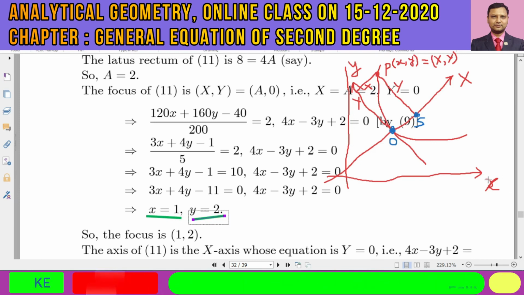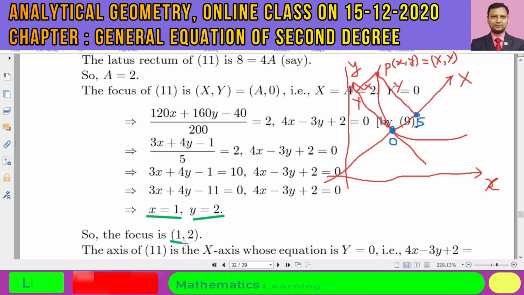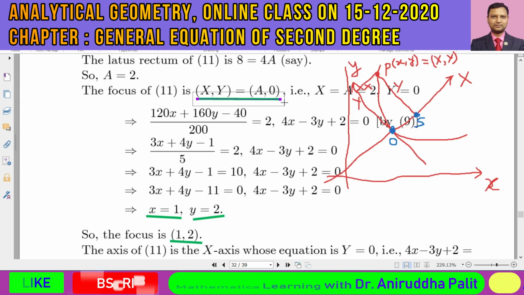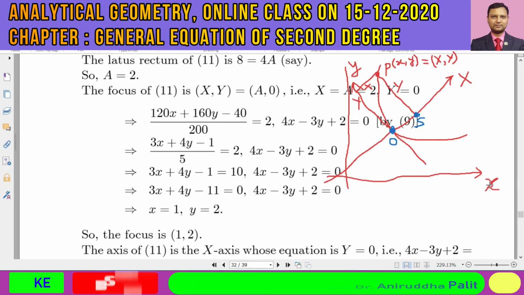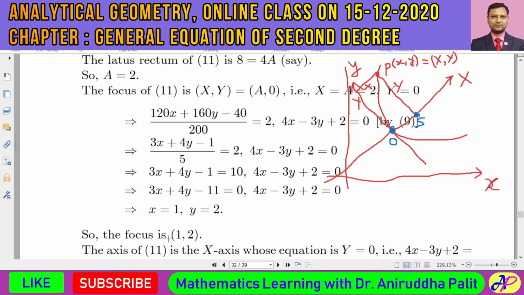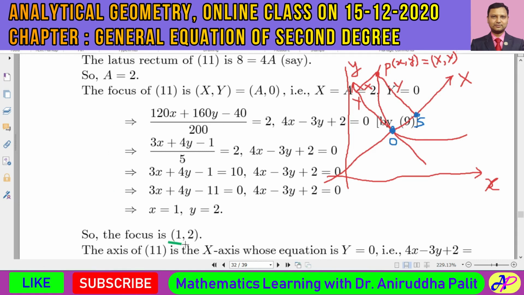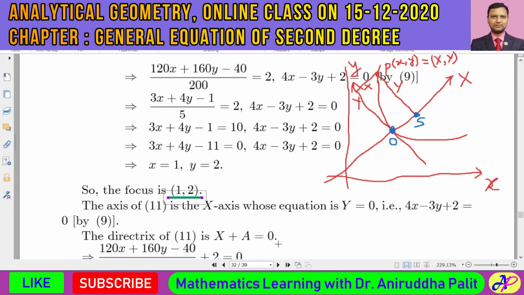Therefore, with respect to the old coordinates, small x and small y, the focus is 1 comma 2. Remember, a comma 0 is the expression with respect to the new capital X and capital Y axes. This is the standard coordinate of the focus, but we need to compute the focus with respect to the given coordinates, that means with respect to x and y. That's why we need to compute it this way. So in this way we compute the coordinate of the focus as 1 comma 2.